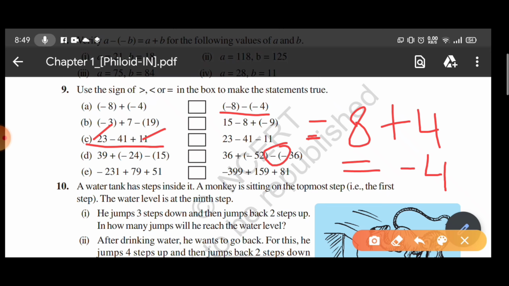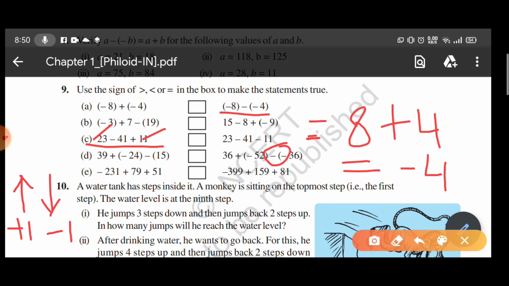So now I hope you can answer these questions. Here an example is provided of a water tank that has steps inside it. A monkey is sitting on the topmost step, that is the first step. The water level is at the ninth step. He jumps three steps down and then jumps back two steps up. Simply keep in mind, whenever you write a step upwards, you put a plus mark for it, and when you take a step down, you put a negative mark for it. Then this is simply a question of addition and subtraction that you all can do.